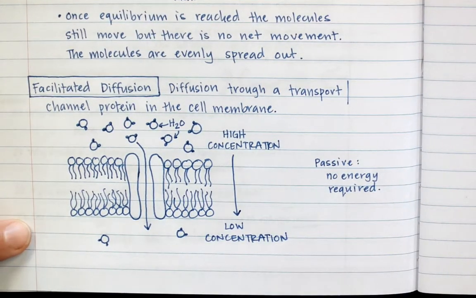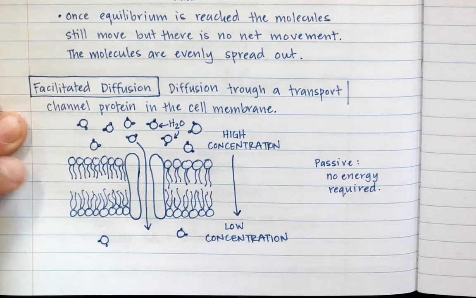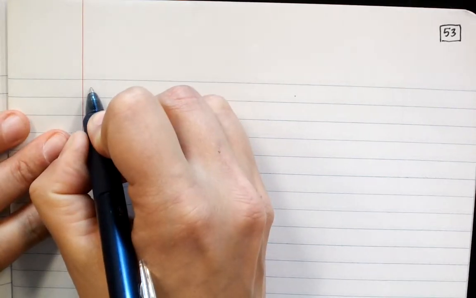Okay. We're going to move on. We've got 2 more. We're going to move on to page number 53. My next type of transport is active transport.